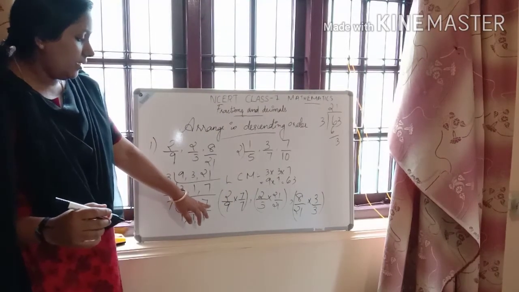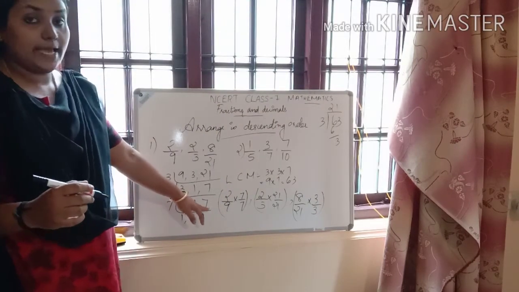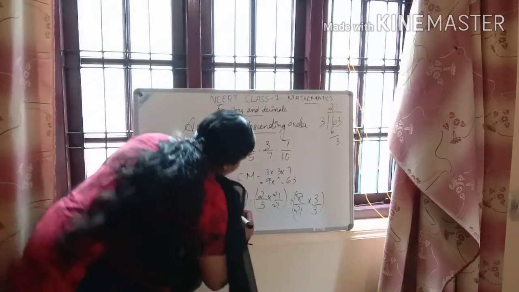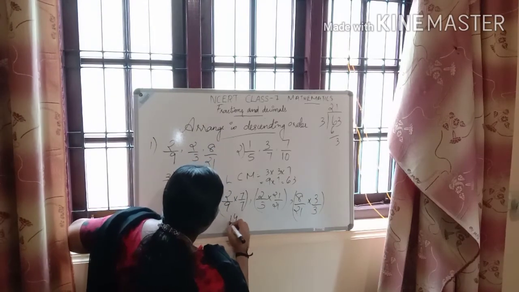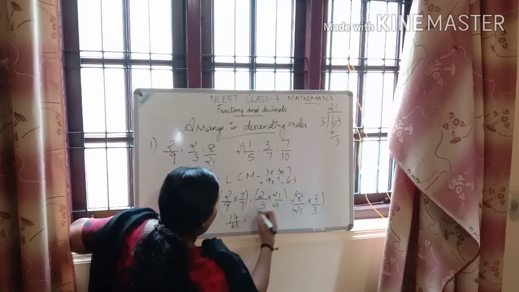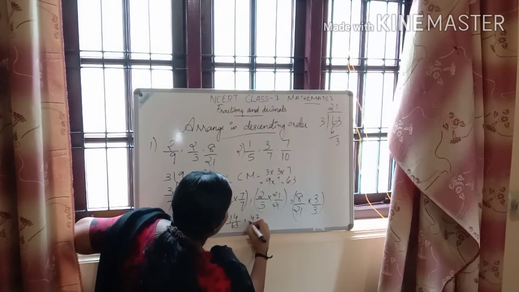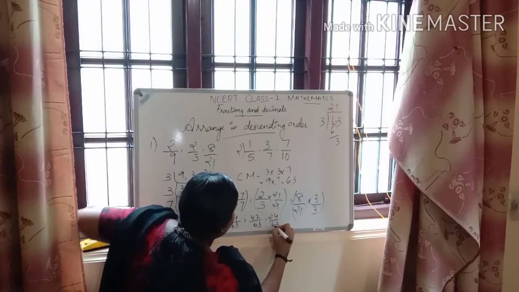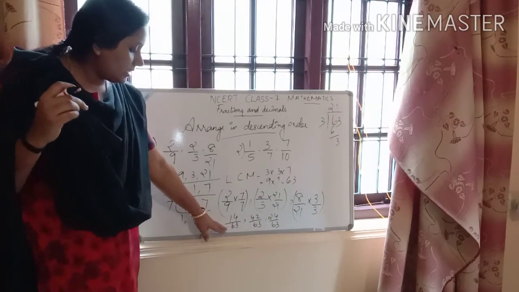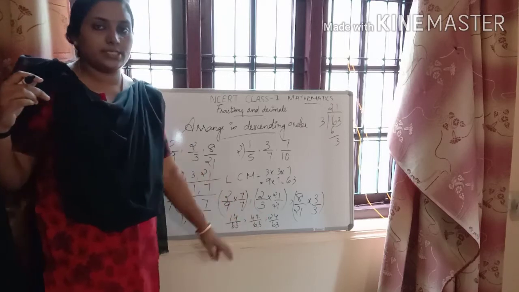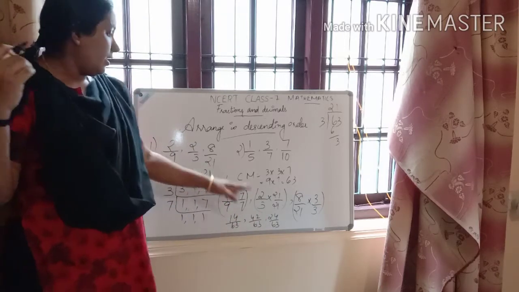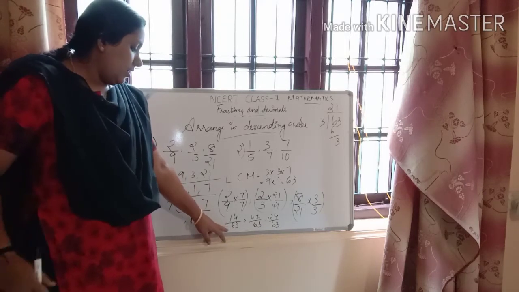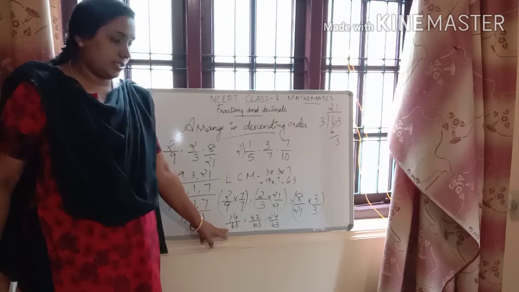So from here we could get the denominator as 63 in all 3 terms. That is 14 by 63. Next is 42 by 63. Next will be 24 by 63. See, 14 by 63, 42 by 63, 24 by 63. Here we converted these terms into equal denominators, and the denominator is 63.